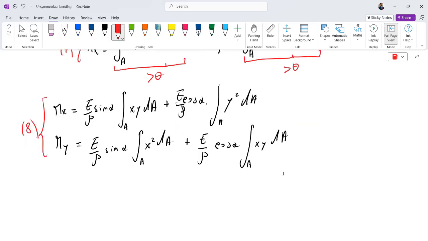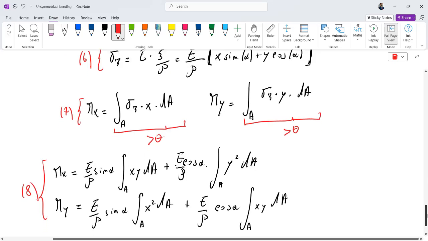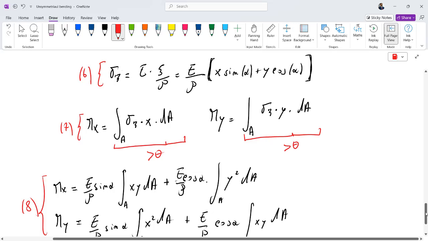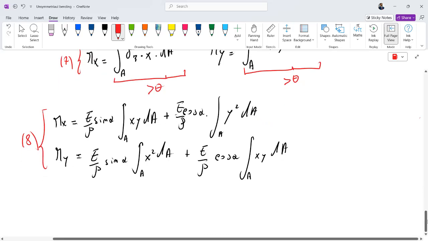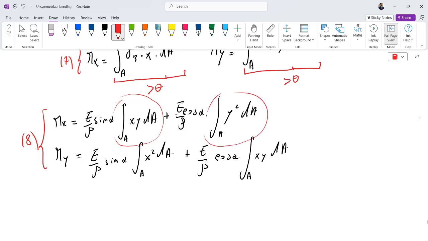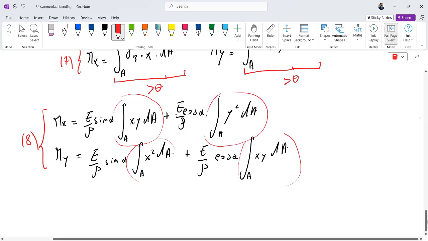Substituting sigma z, expressed as this quantity in the sixth equation, you obtain this formulation, this equation for mx and my. This is formula number 8. We obtain some things that are known in our case, that are this quantity here and this one.